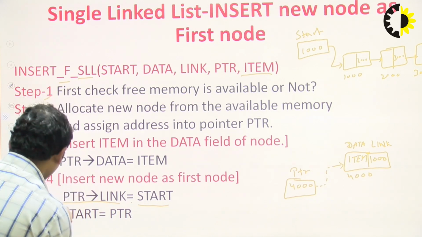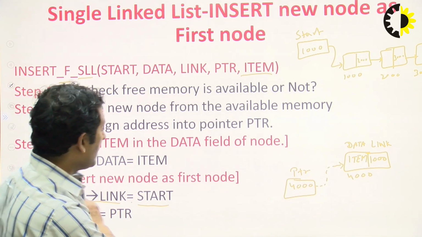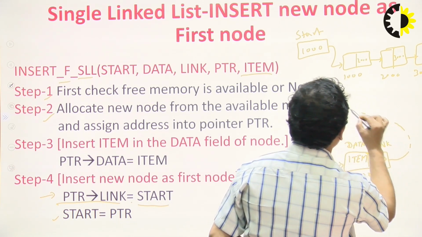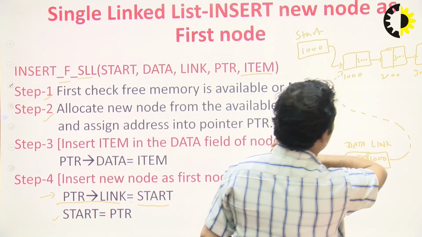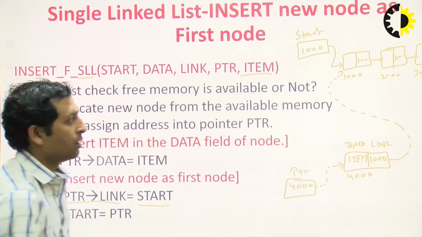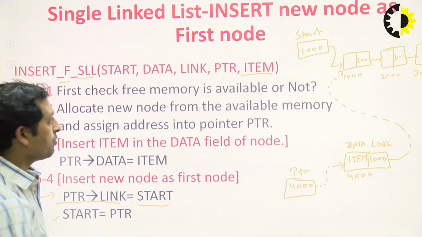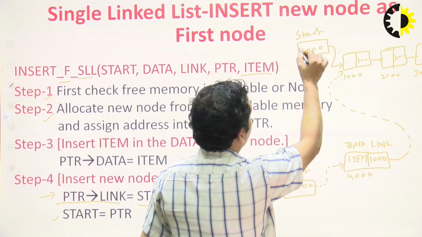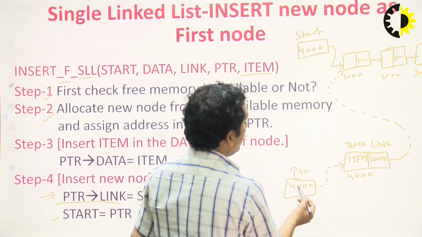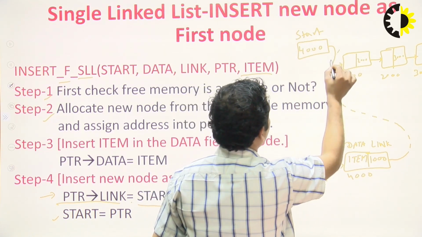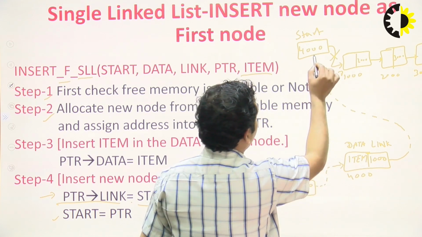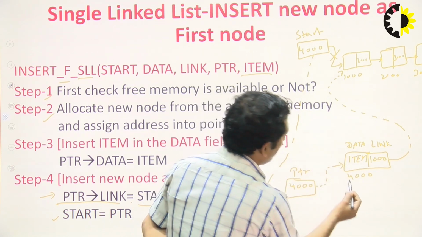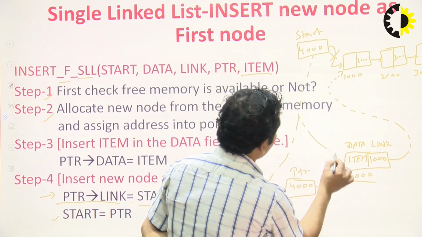Now start equal PTR. In this part, PTR link equal start means we have a connection from this starting location. Now update this start with the newly created node, that is 4000, which means destroy this connection and establish a new connection to the location 4000. 4000 is here.